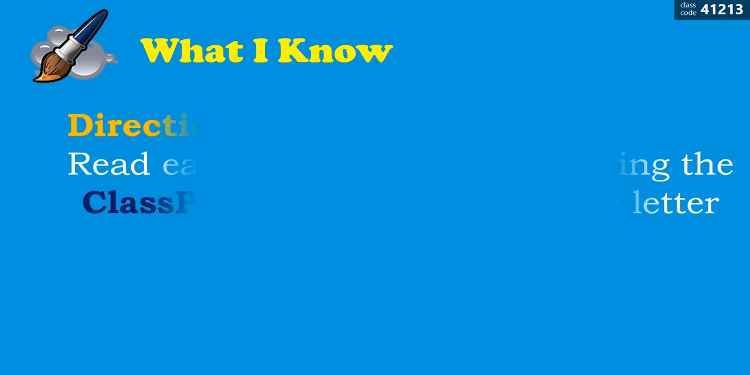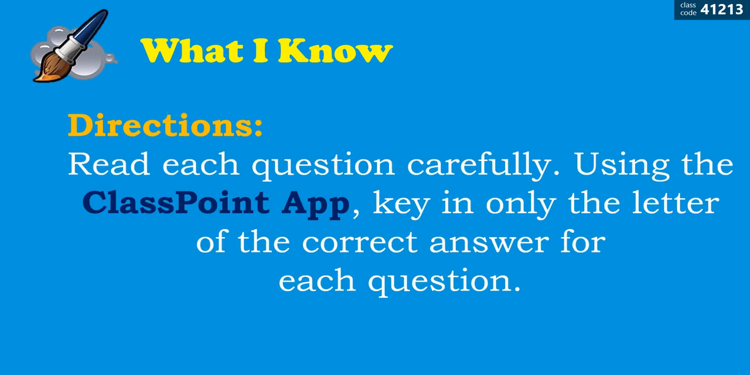What I know. So this is our review. Directions: read each question carefully and using the class point up, key in only the letter of the correct answer for each question. And the class code is 41213. So let's start.